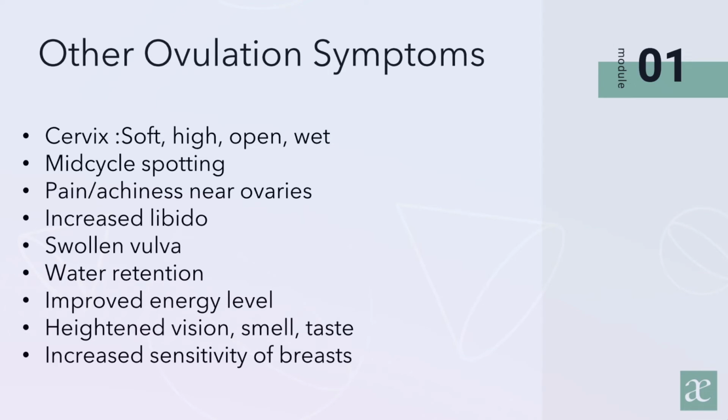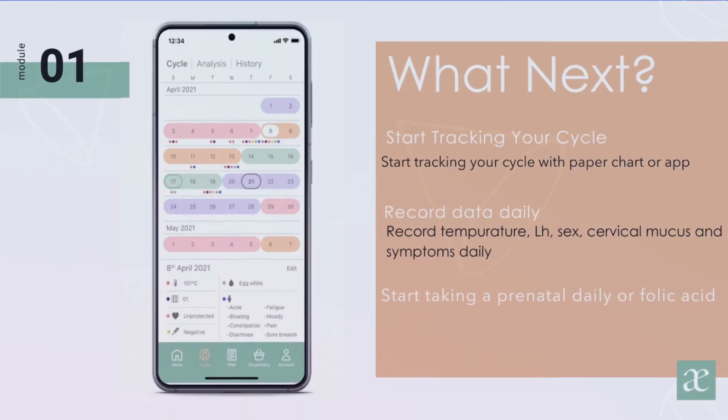So using these symptoms, ovulation strips, your basal body temperature, your cervical mucus, and the calendar method, you are going to have lots and lots of information about yourself in order to track your cycle and see when you're ovulating. So it's about putting all of these symptoms together. So what I recommend to do is to track your cycle using the paper chart or an app, it's up to you, and recording all of this information. Because the more information you have, the more you're going to know exactly when you're ovulating.